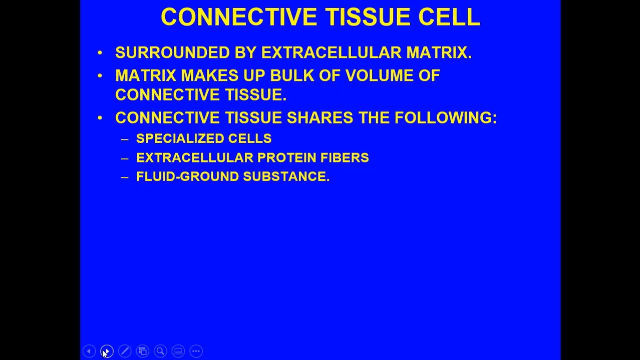Now, we're going to start moving into connective tissue. What is making them so different is they're surrounded by extracellular matrix. The matrix makes up the bulk of the volume of the connective tissue, so this is very different. There's a lot of secretion to make up this extracellular matrix. The connective tissue shares the following: specialized cells, extracellular protein fibers, and fluid ground substance.